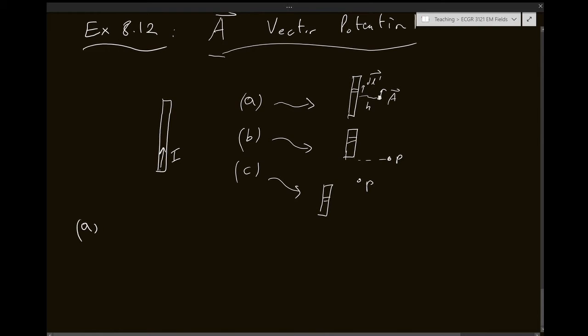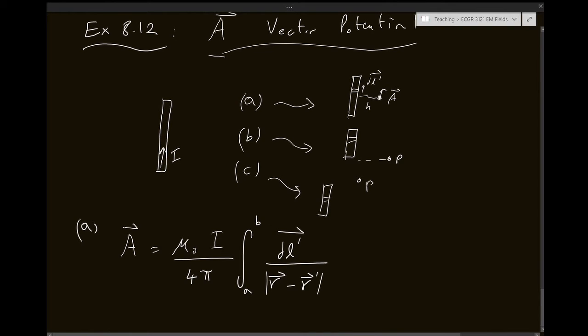So part A, first let's remind ourselves what the Biot-Savart law is, as expressed for the vector potential. It is mu naught I over 4 pi, integral from the starting point to the ending point, dl prime over the magnitude of r minus r prime. So it's just the magnitude of the distance between the current filament element and the point in space, right? This is of course in Weber per meter.